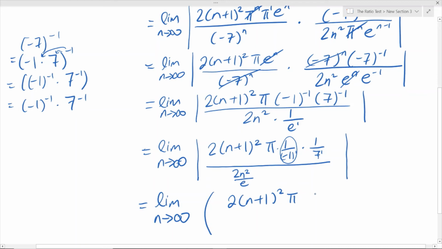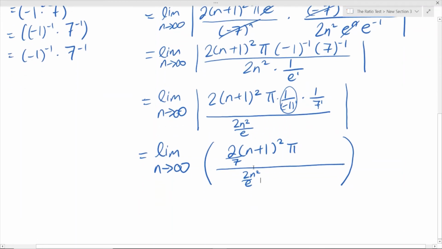This is all over 7. There's a 7 right here. And then we see here, this is 2n squared over e. And then following this, we see, right, -1, we got rid of it because it's the absolute value of that, so it would be positive. And then we can use L'Hopital's rule.